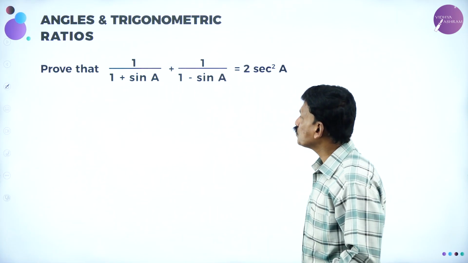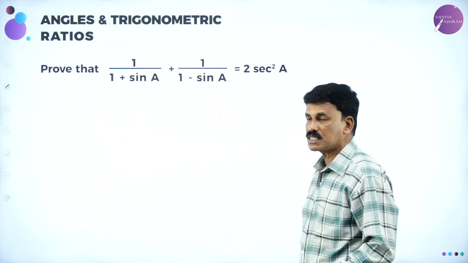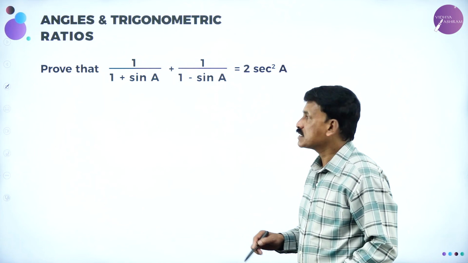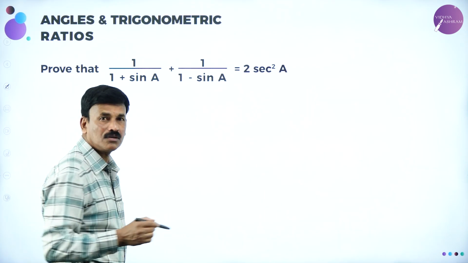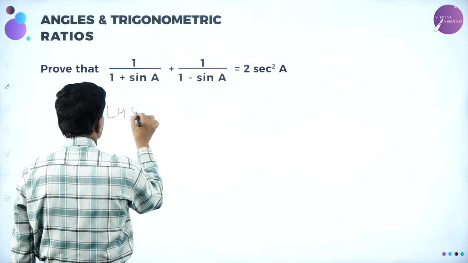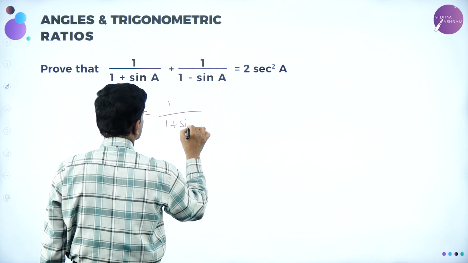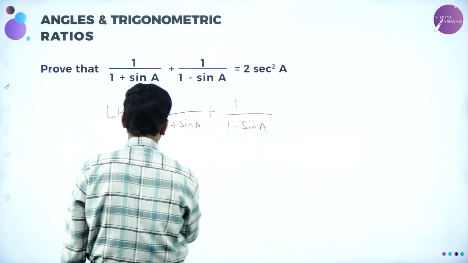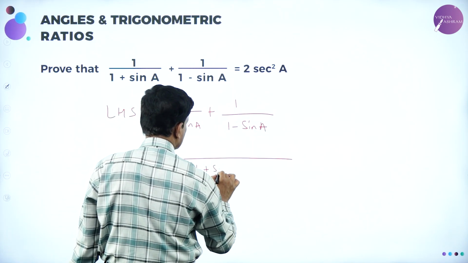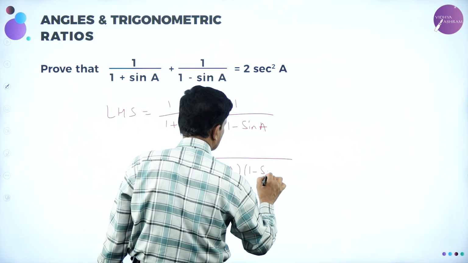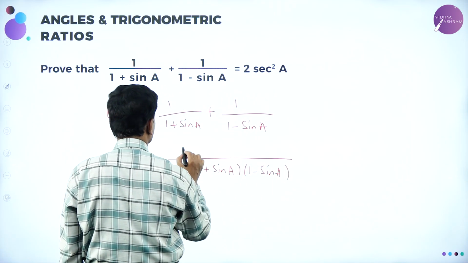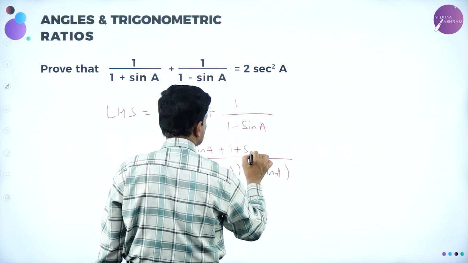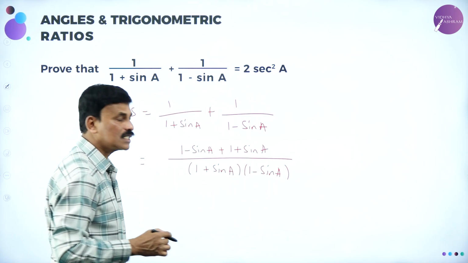So what is the problem here? Prove that 1 divided by 1 plus sin A plus 1 divided by 1 minus sin A is equal to 2 secant square A. Now let us write LHS. LHS: 1 over 1 plus sin A plus 1 divided by 1 minus sin A. Take LCM, 1 plus sin A into 1 minus sin A is the LCM, cross multiplied. 1 into 1 minus sin A is 1 minus sin A, plus 1 into 1 plus sin A is 1 plus sin A.